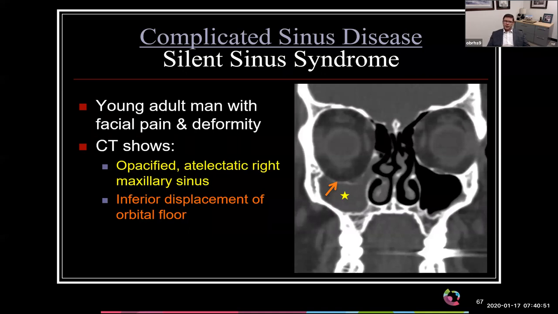This was a young adult man who had sinus congestion, a headache, and then had acute onset of a new facial deformity. And here you can see complete opacification of the maxillary sinus. You have inferior displacement and abnormal rounded contour of the orbital floor compared to the normal location and slope that you see on the contralateral side.